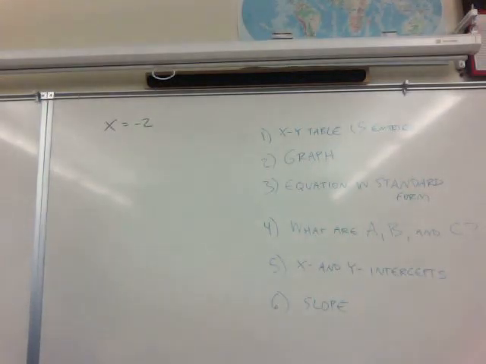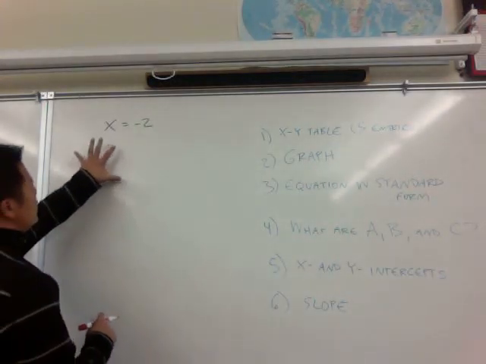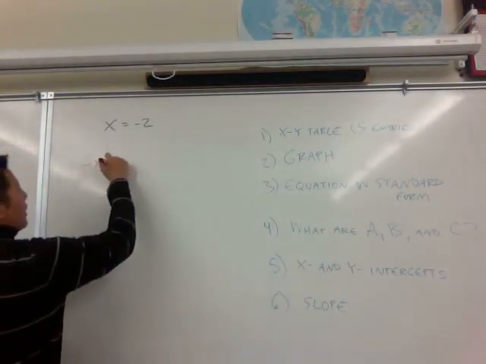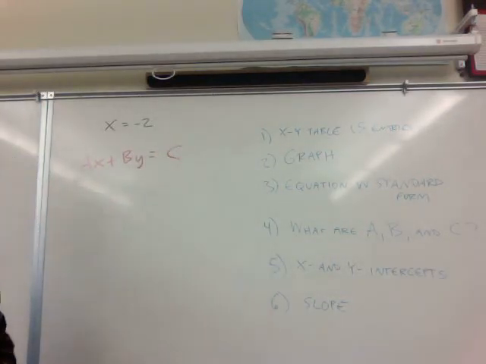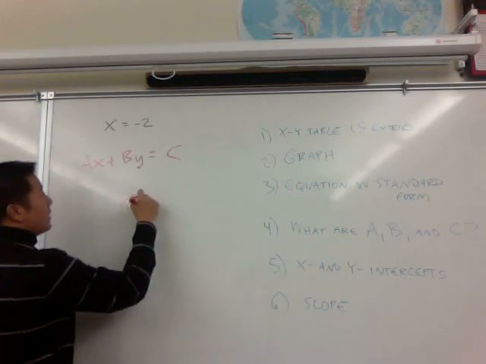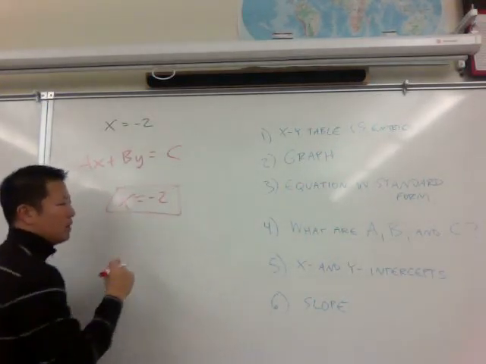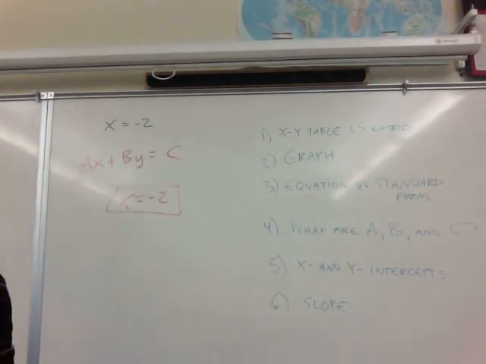So let's talk about this equation in standard form. Do we have our x terms on the left-hand side? Yes. Are there any y terms? No. Is there a constant on the right-hand side? Yes. Guess what? We are set. We're golden. That's our equation in standard form.